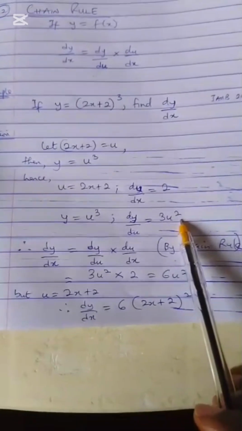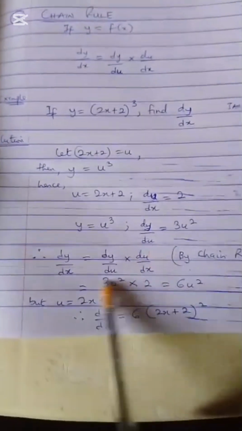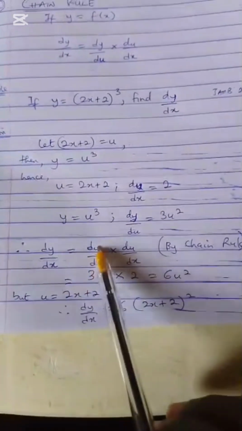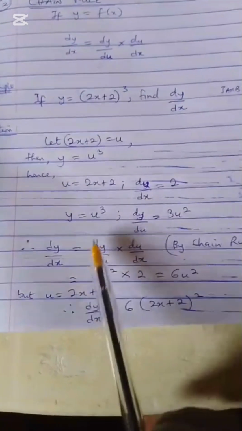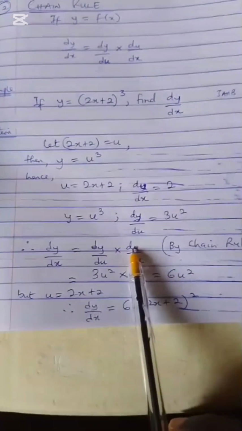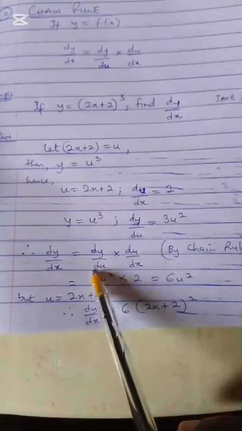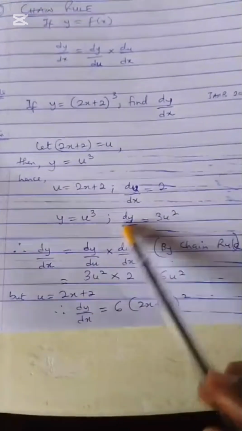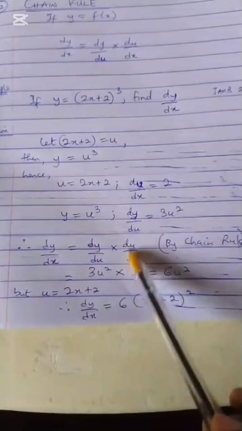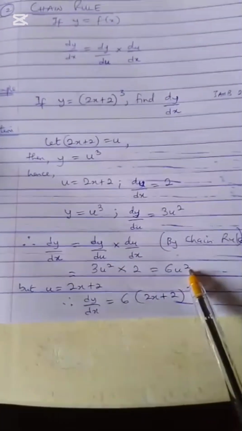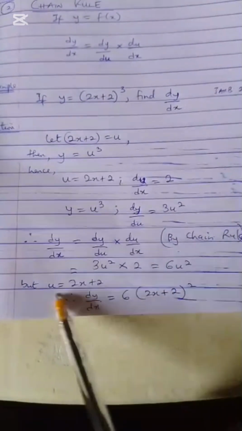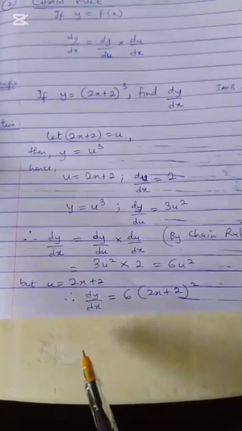You have to agree. So by the chain rule, this is the formula: dy dx equals dy du times du dx. You can see that du cancels out, so what's on the left-hand side equals the right-hand side. So substitute in your values. dy du is 3u squared, put it there. du dx is 2, put it there. It multiplies out to 6u squared. But u is 2x plus 2, so substitute back and you have that.